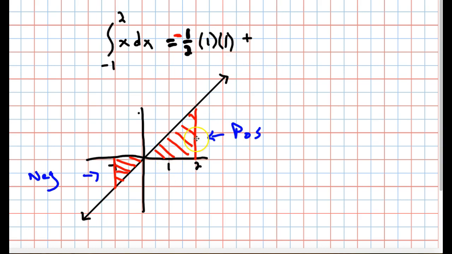So then plus 1/2 times a base of 2 times a height of 2 over here. So we get negative 1/2 plus 2, which would be 3/2. The area of this piece is negative 1/2. The area of this piece is positive 2. Therefore, our total area here is 3/2.